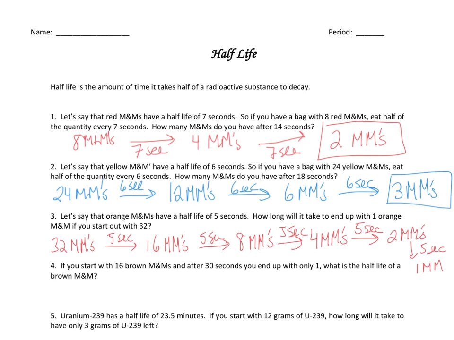So let's count that. So we got 5 plus 5 plus 5 plus 5 plus 5. 1, 2, 3, 4, 5 half-lives. 5 times 5 would be 25 seconds. So the answer is 25 seconds.